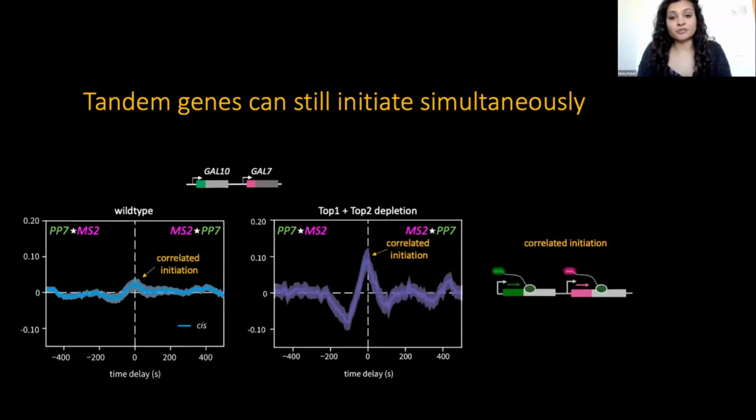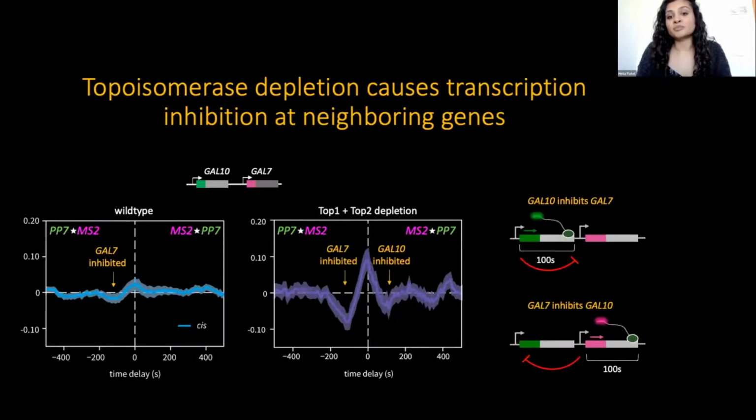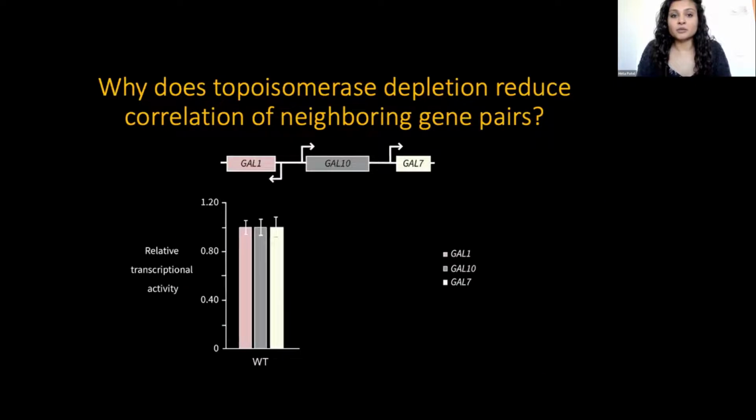And we use the same approach for the tandem genes, of course, and there we also see that the tandem genes can initiate simultaneously, but upon topoisomerase depletion, only one or the other can initiate. So we wanted to know what results in this loss of correlated initiation of these neighboring gene pairs.